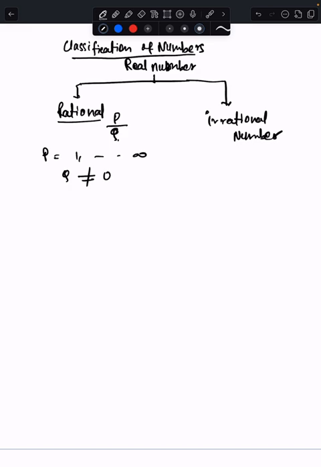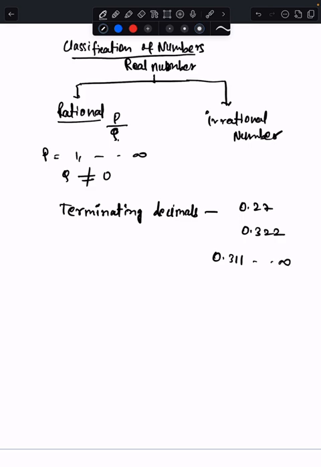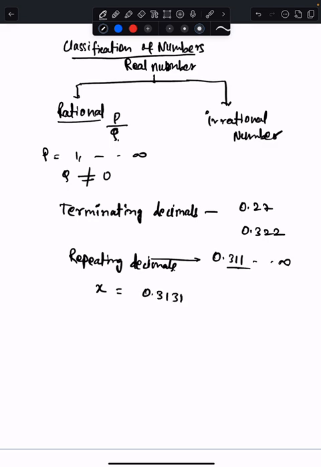Now we have to know about terminating decimals. What is this? Like 0.27, 0.322, 0.311. And this is what? Repeating decimal. For example, x is equal to 0.313131, this will continue up to infinity.